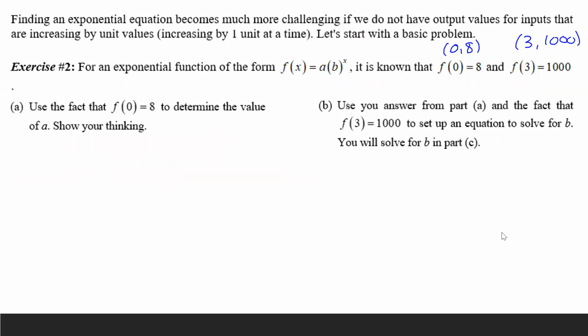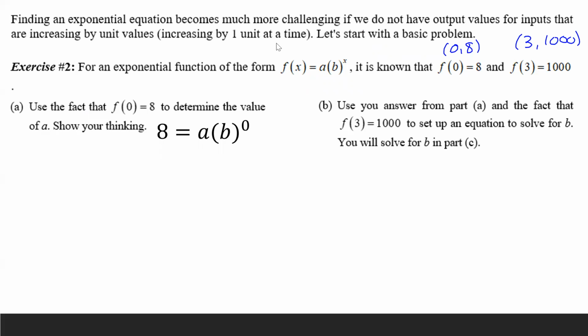Here we go, another question. For an exponential function in the form f of x equals a times b raised to the x, it is known that f of 0 equals 8 and f of 3 equals 1,000. So I have the coordinate point (0, 8) and the coordinate point (3, 1,000). Again, if you have your y-intercept, you have your a value.